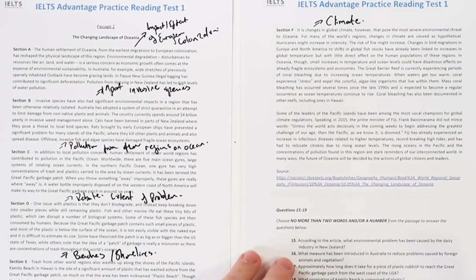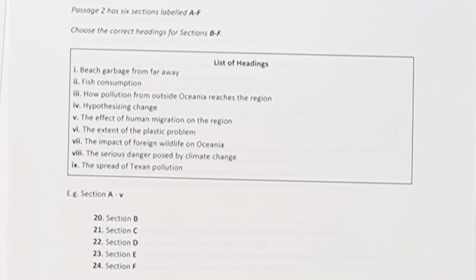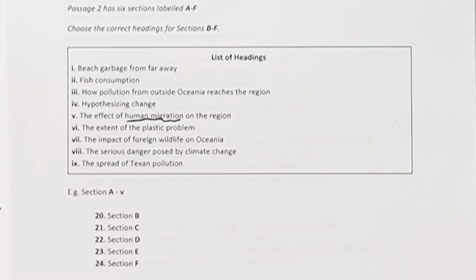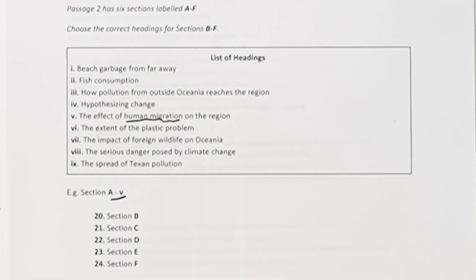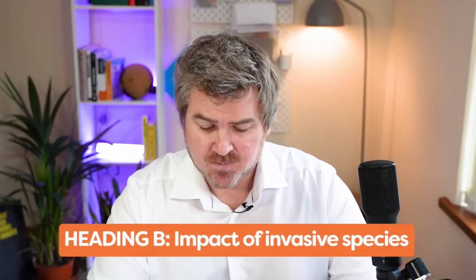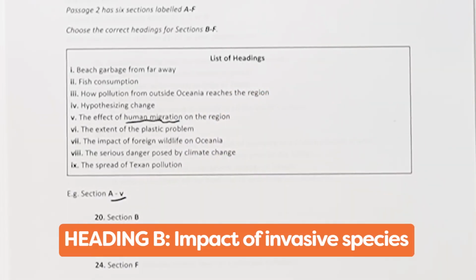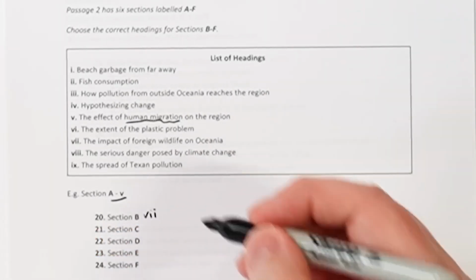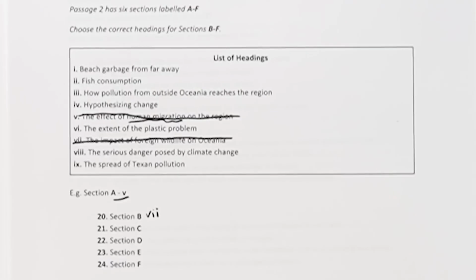So impact or effect of European colonization. So there's nothing here about European colonization, but there is effect of human migration. Europeans are humans, and as you can see, that is the correct answer. It has given us that correct answer as an example. So let's go to B, impact of invasive species. So we're thinking about wildlife, the impact of foreign wildlife on Oceania. So this is matching nearly exactly the same. So you can see how powerful this strategy is. So we're going to put 7 there. We're going to delete this one, and we're going to delete this one.